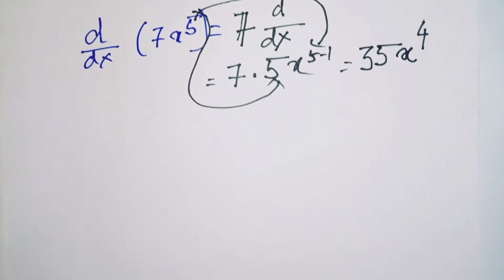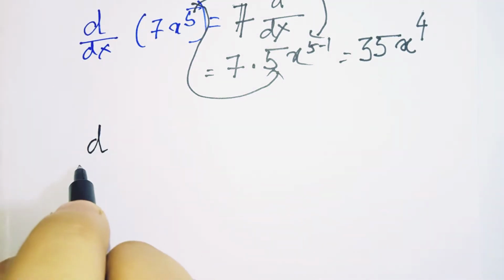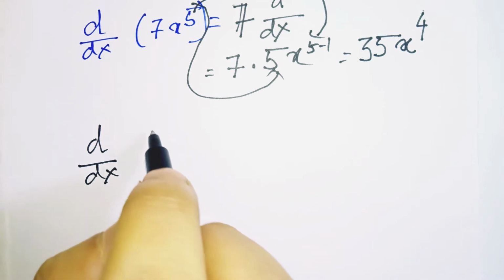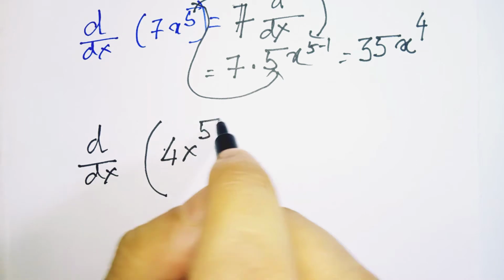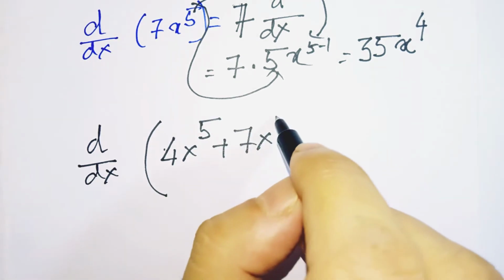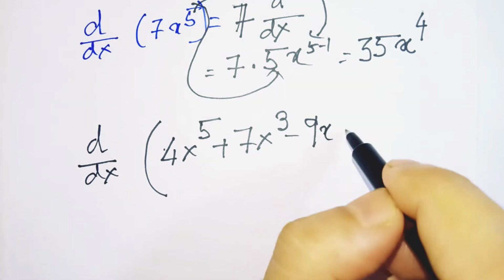Okay, so let us see another example. How do we solve the d by dx of, say for example, a little bit longer one, 4x raised to the power 5 plus 7x raised to the power 3 minus 9x plus 5?